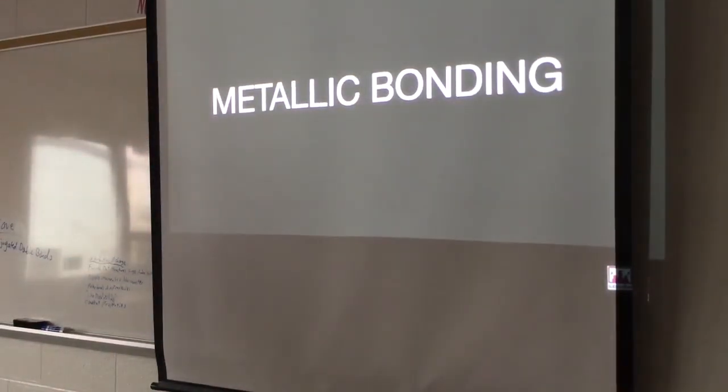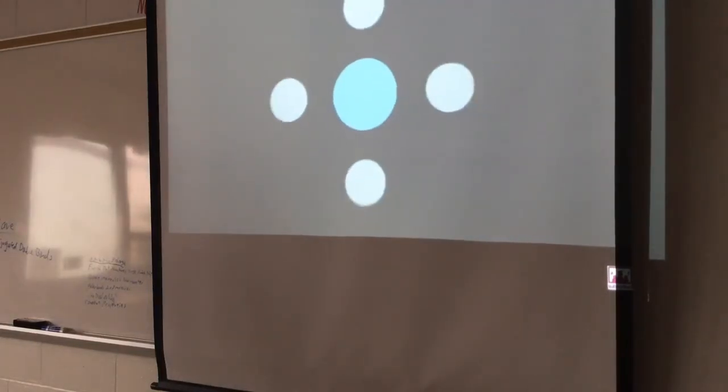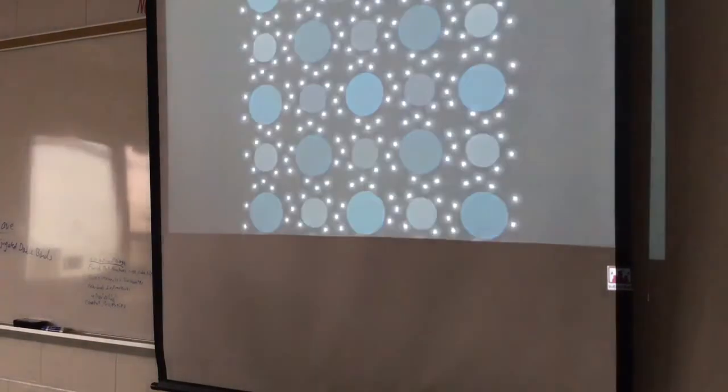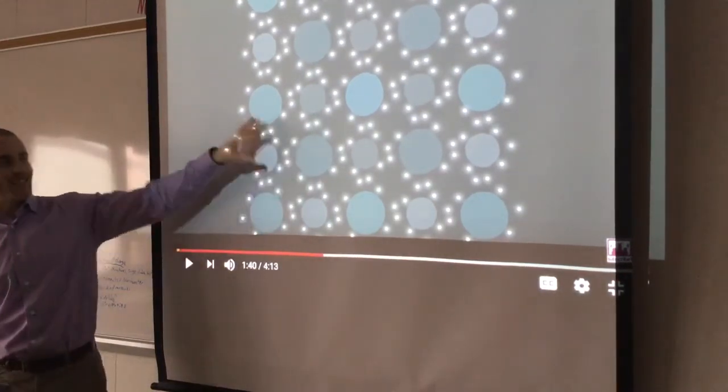When we talk about metallic bonding, we are actually describing the electrostatic attraction between the metal ions arranged in a lattice structure and the free-floating electrons around them. So that's what metallic bonding is. It's called a sea of electrons.